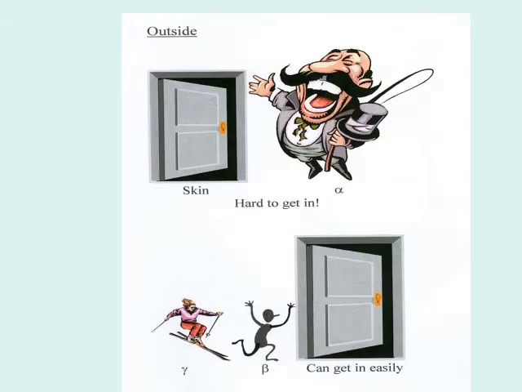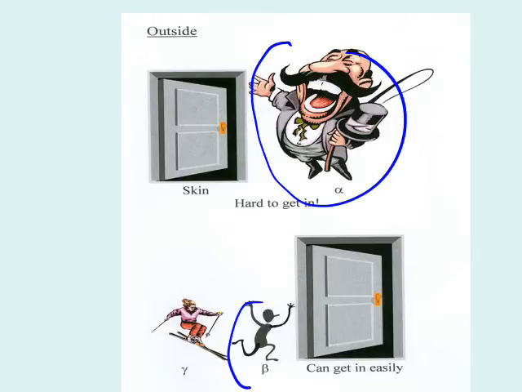Through this cartoon character, I'm trying to explain to you how an alpha particle behaves when it's outside. Our skin prevents it from entering into our body. This is the alpha, like a big guy, and there is a small door, so he cannot get inside. On the other hand, beta and gamma can readily get inside and cause the damage.